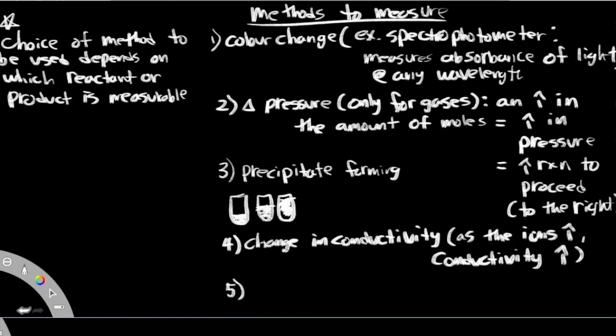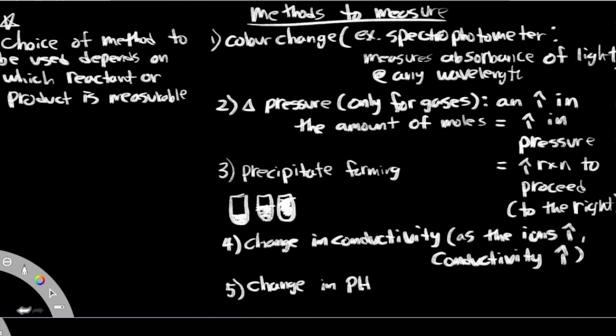All right, number 5, we have a change in pH. This is also a way to measure. Okay, and how do we do this? Well, the pH is either going to increase or decrease as the reaction progresses, so we can obviously measure how the pH is changing. If it increases, it's going to become more basic, or if it decreases, it's going to become more acidic on the pH scale.